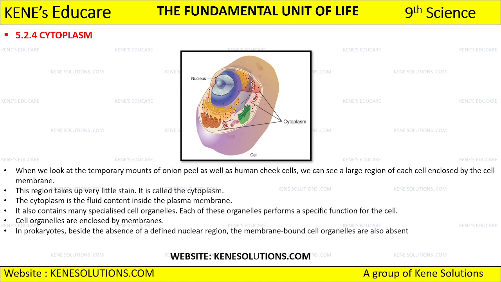So in prokaryotes, besides the absence of a defined nuclear region, the membrane bound cell organelles are absent. This is the case with prokaryotes because they do not have a well defined nucleus. There will be no nuclear region, and no membrane bound cell organelles present in them. I just want you all to please go through this slide once and then we'll proceed further.